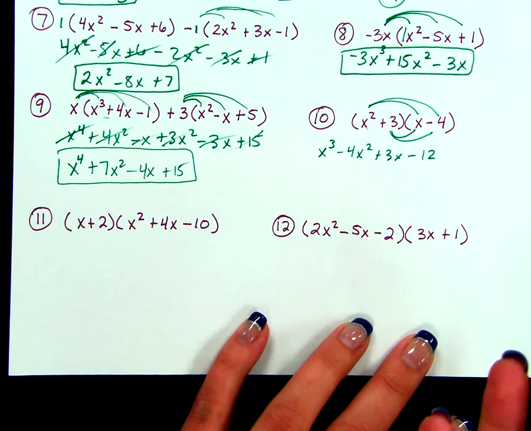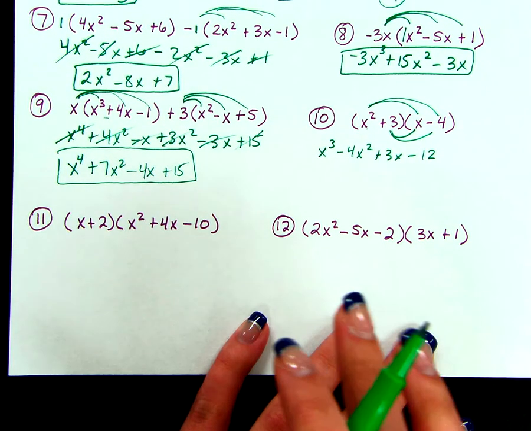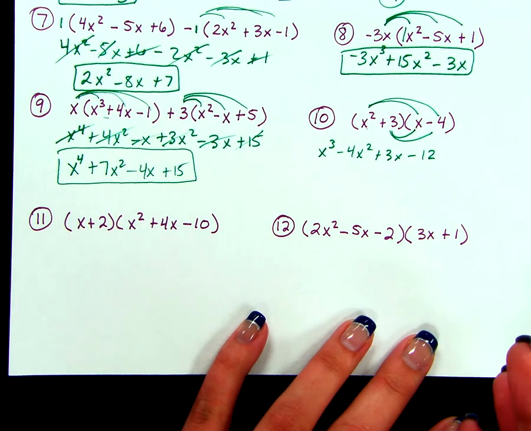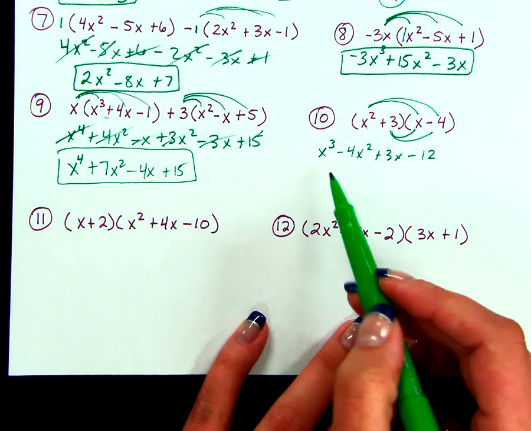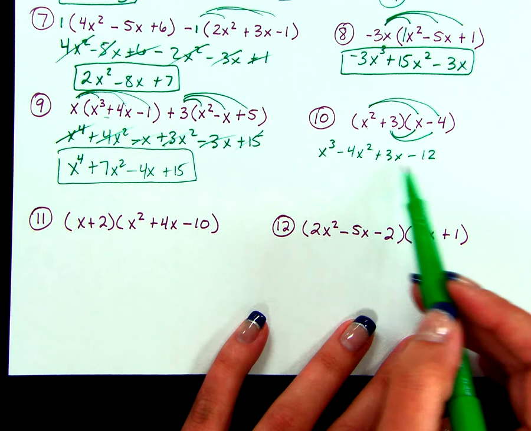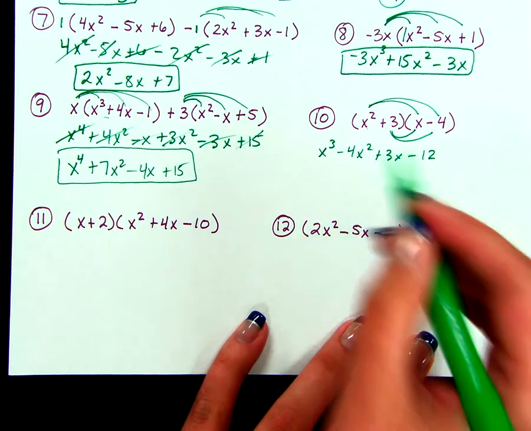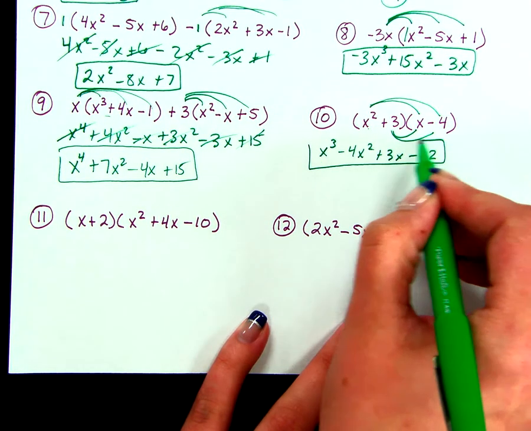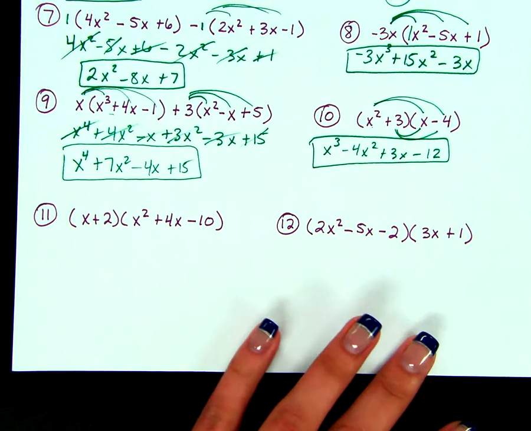And then we look to see if we can combine any like terms, or if we have to rewrite the problem so that it's in standard form. So here there are no like terms, so there's nothing to combine, and it's already in standard form because it's going from highest power to lowest power. So this is going to be our final simplified answer.